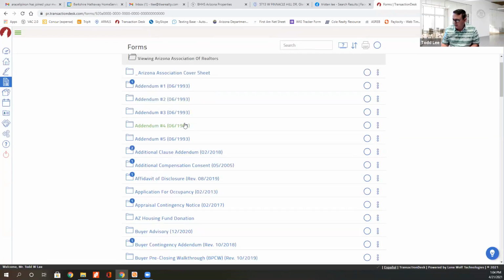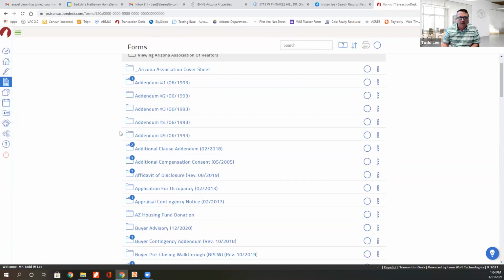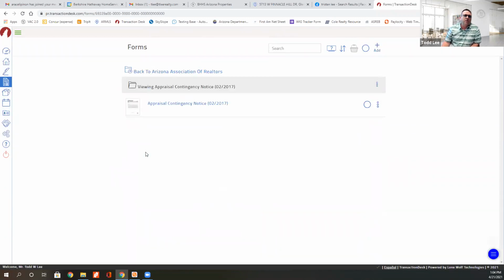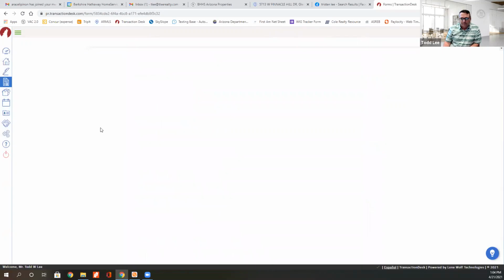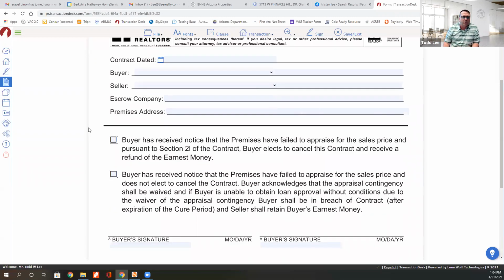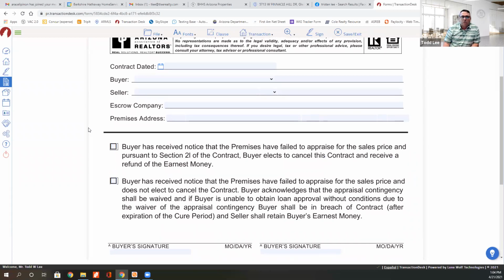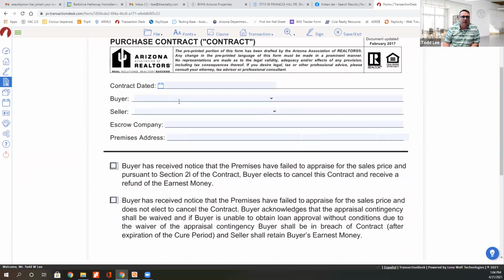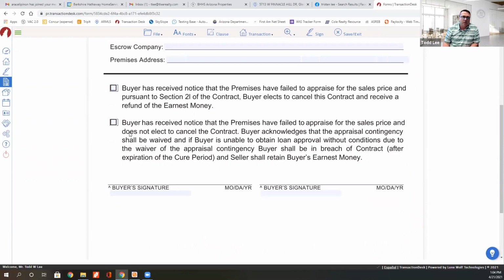The next one that I was going to cover is the appraisal contingency. So the appraisal contingency notice is the next one I'm going to jump into. And especially with what's going on today, people are asking, how do we notify if the appraisal comes in short? What do we need to do? Well, we know that we need to notify the seller within 5 days what the buyer's intent is. So you'll use the appraisal contingency form, again, contract dated, buyer and seller, escrow company, premises address, and then it's just got the 2 choices.